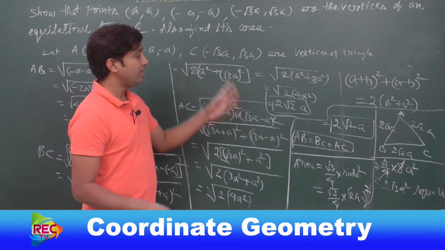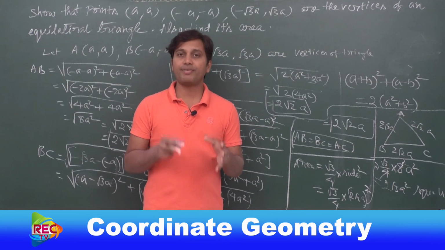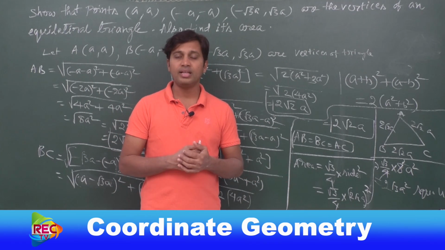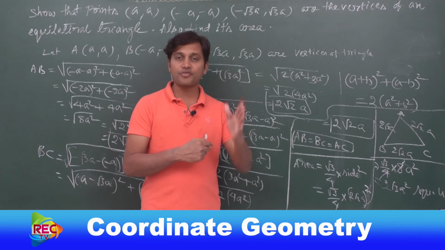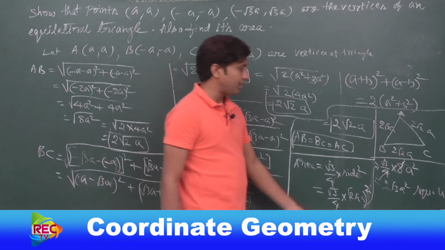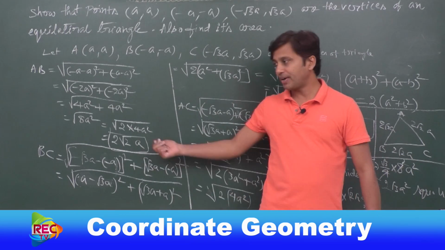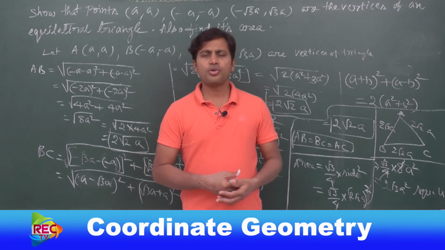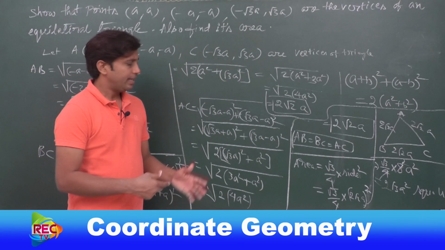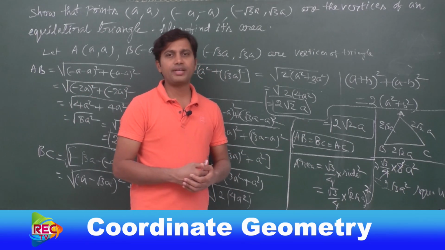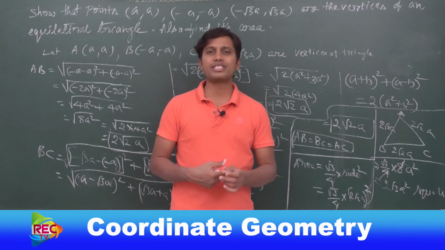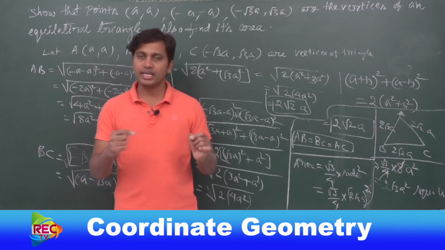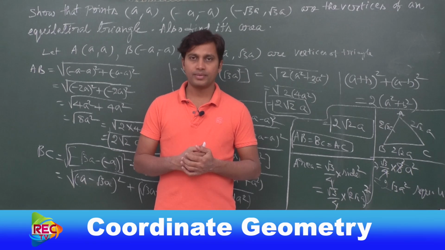The first answer is over, and then we were asked to find out the area of the equilateral triangle, and the formula for finding that would be root 3 by 4 times side square. Here the side would be how much? 2 root 2A as we found here. So root 3 by 4 into 2 root 2A whole square we have done, and after simplification we find it as 2 root 3A square units. That is your area. Understood?